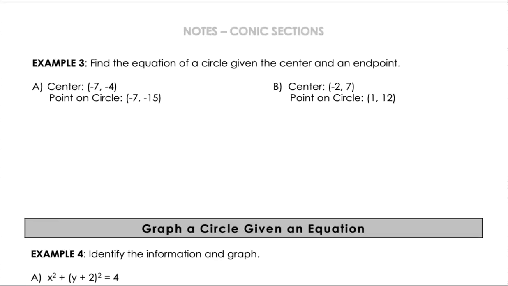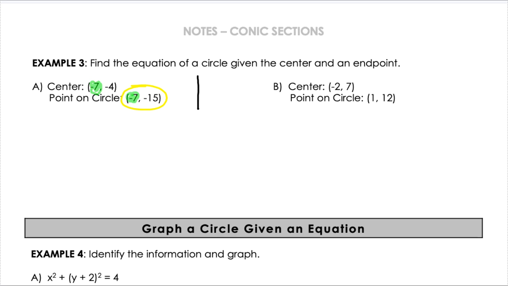So same thing, except this time, instead of giving me the center and the radius, they're telling me a point that's on the outside of the circle. So we are going to have to figure out how far apart those are. And what I notice as I look at those 2 points that they gave me is that the center and the point on the circle have the same x value.